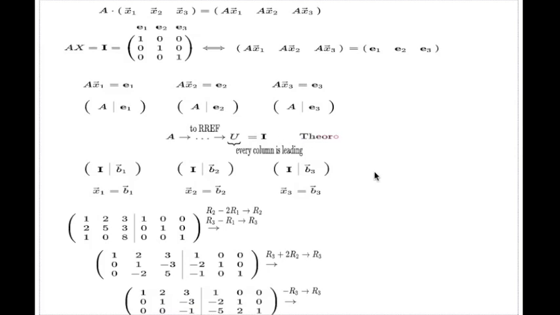So I said it's a theorem which says the inverse exists if and only if this reduced row echelon form is the identity matrix, which is the same as saying that this reduced row echelon form has a leading one in every column.